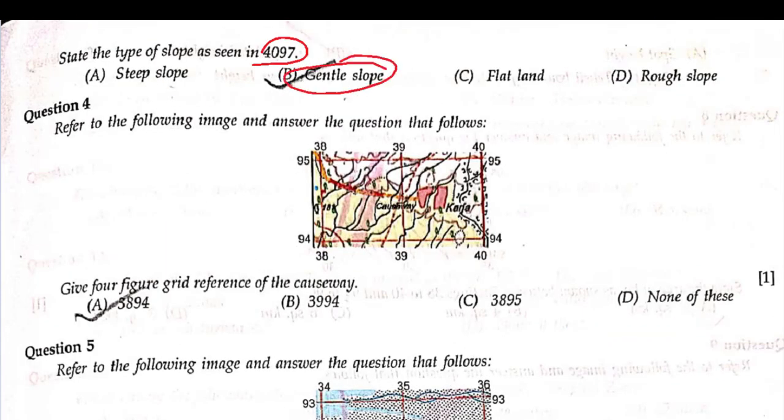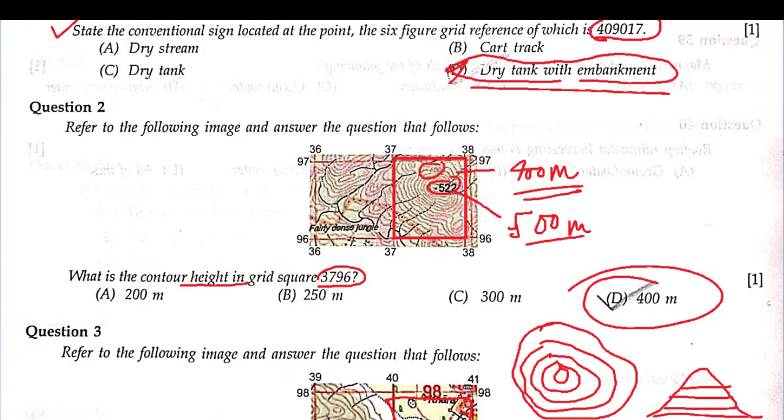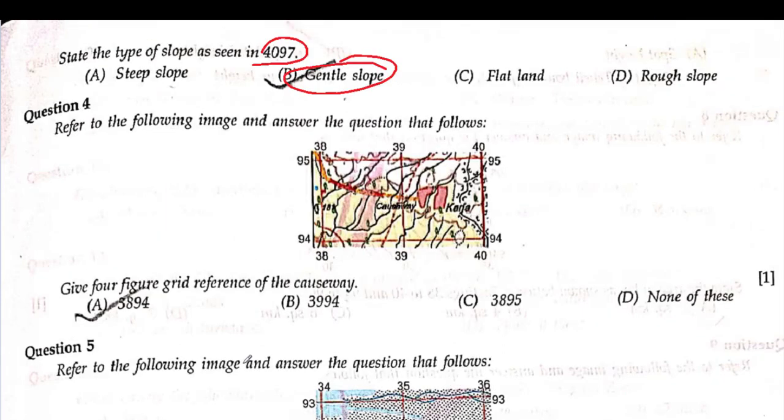Why? Because it is not a steep slope. For a steep slope in this area, the contours should be more clumsy, and for flatland they would not be there. It is also not a rough slope, because the contours are more or less parallel. So gentle slope is the correct answer to this question.